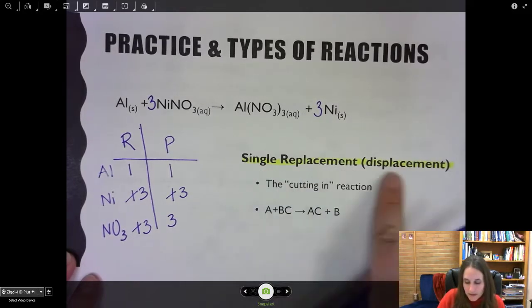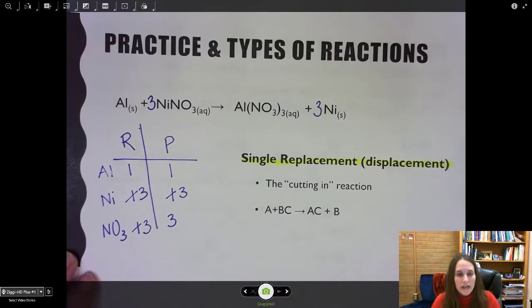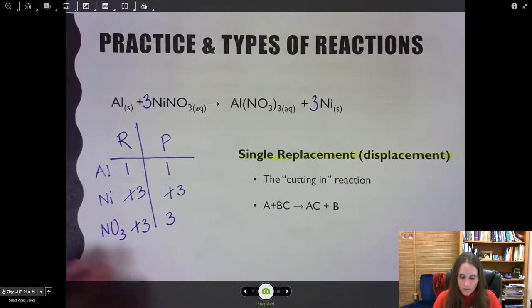single replacement or single displacement, or the cutting in reaction. That's just what I call it. Don't tell anyone else that.